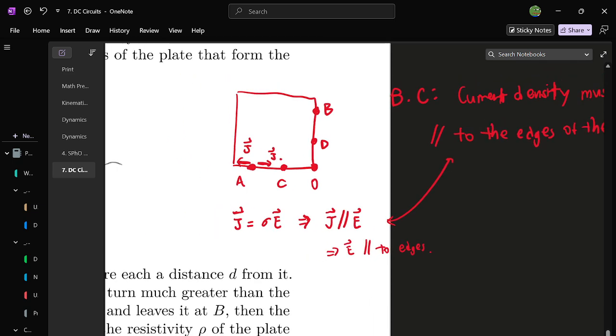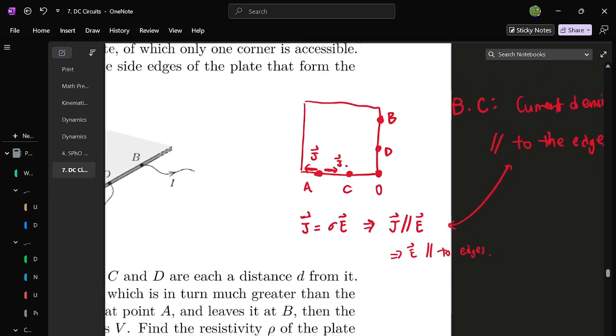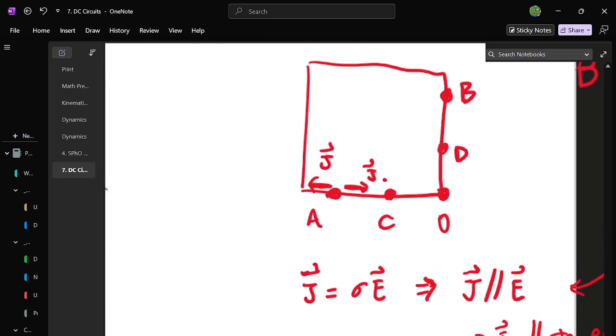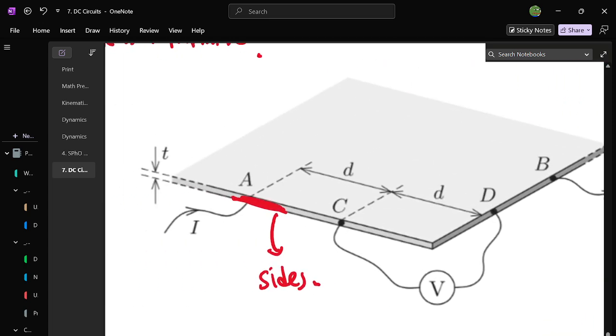Okay, so with that out of the way, if we assert that the current density must be parallel to the edges of the plate, then we can see that if we have this random configuration here, there's no way that putting in a current like that without any other current source or sink will result in the current just flowing parallel to the plate.